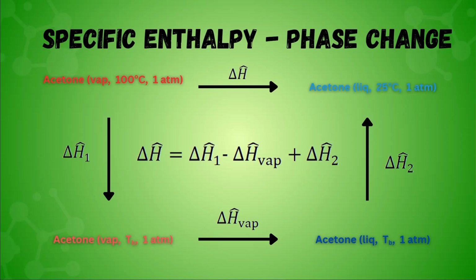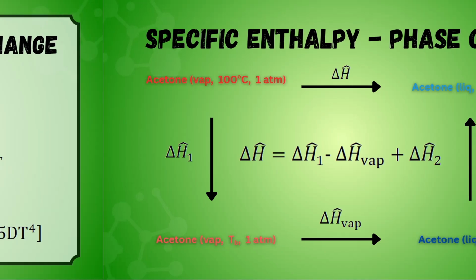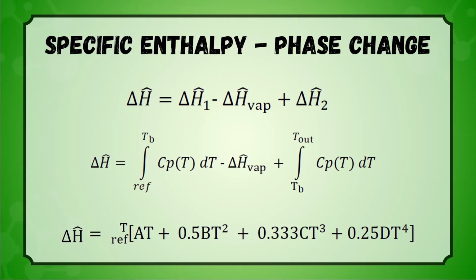Finally, we can calculate the sensible heat for cooling the liquid acetone from the bubble point temperature down to the target temperature of 25 degrees Celsius. By adding all three contributions together, we can obtain the total change in enthalpy, which we can then implement in Excel as shown.